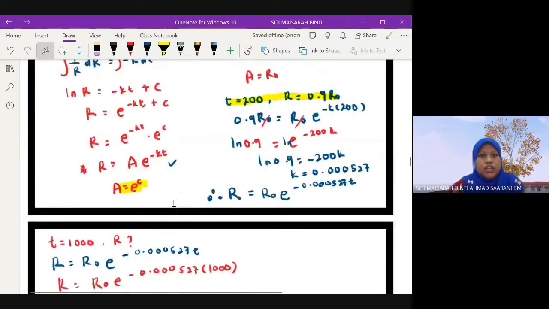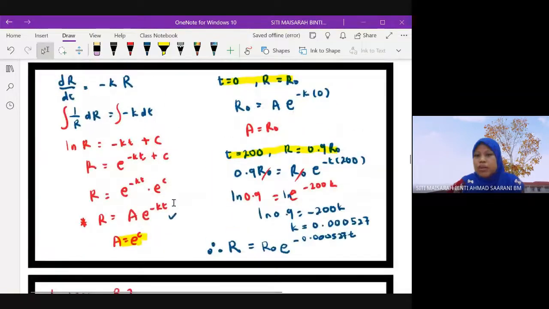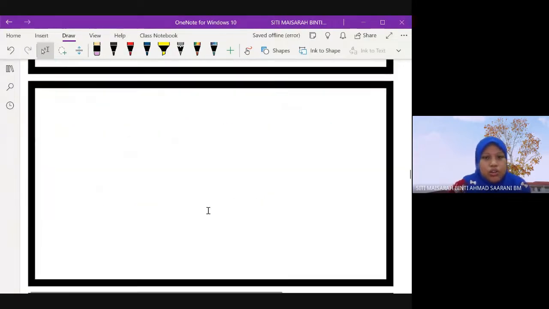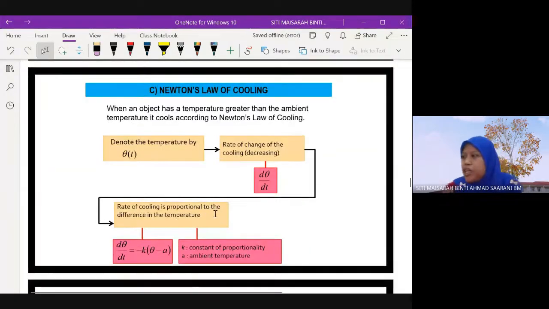So macam ni lah. Dia punya cara solve dia sama saja, cuma yang tak sama bila how to keluarkan dia punya information tu. Okay, so then kita move kepada application yang ketiga. This is Newton's law of cooling. When an object has a temperature greater than the ambient temperature, it cools according to Newton's law of cooling.